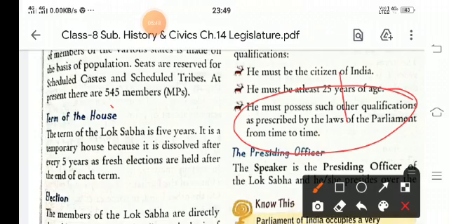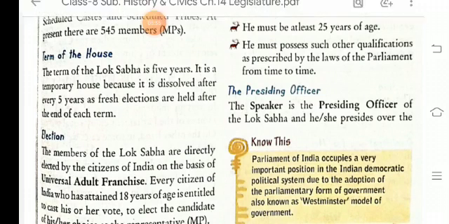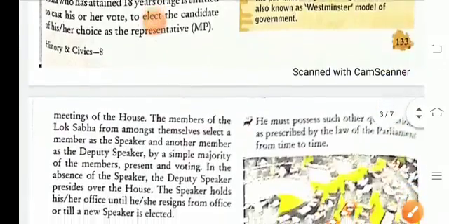Now who is the presiding officer? The presiding officer is the speaker of the parliament. The speaker is also known as the presiding officer of Lok Sabha. It can be a girl, a woman or a man, anyone. The members of the Lok Sabha choose the speaker when they are newly elected after every election, and if he is absent for some reason, he is assisted by the deputy speaker.